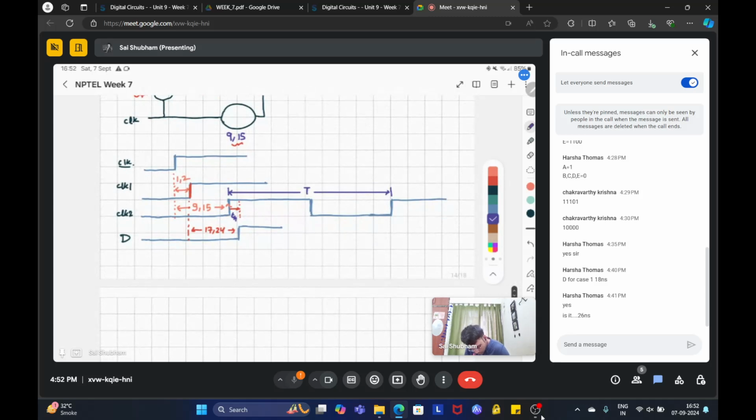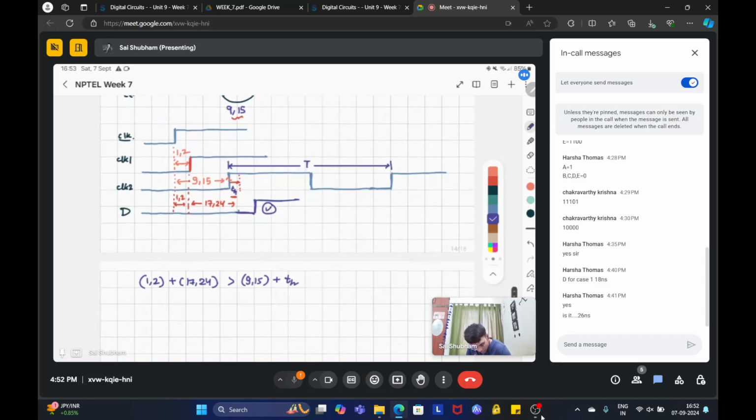So our requirement is that 1 comma 2 plus 17 comma 24 should always be greater than 9 comma 15 plus T hold, because if this data transition falls within this hold margin, it will cause some problem. It will cause metastability. So we want D to change as early as possible. This is a better scenario.